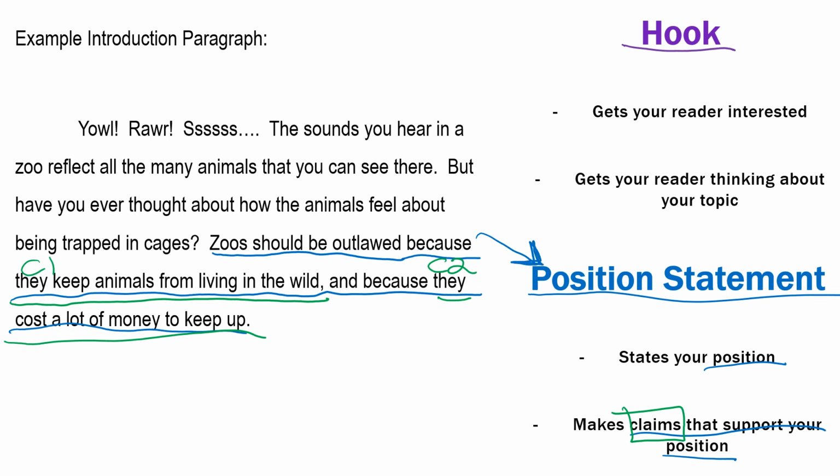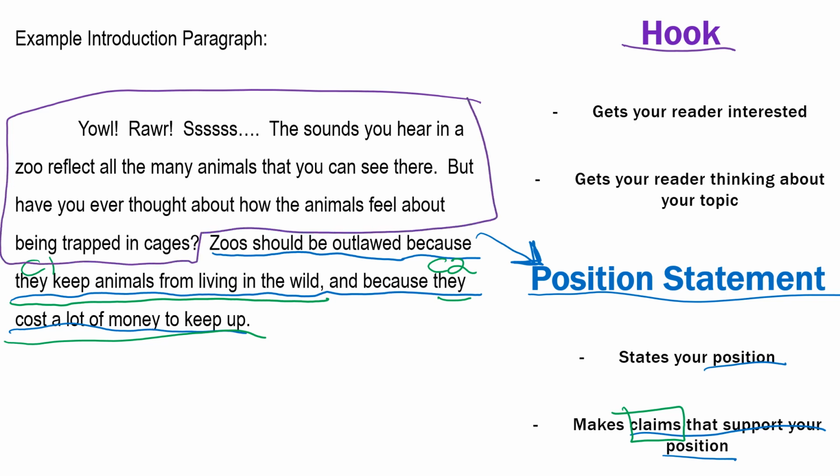So now that we found the position statement, I'm expecting that the rest of it should be the hook. The goal of the hook is to get the reader interested and to get them thinking about your topic. This writer did the interested part with sounds. Yowl, rar, and sss. Those sound like different animal sounds. And then they tell me for a fact, the sounds you hear in a zoo reflect all the many animals that you can see there. So now I know we're not talking about animals in the wild, we're talking about them in a zoo.